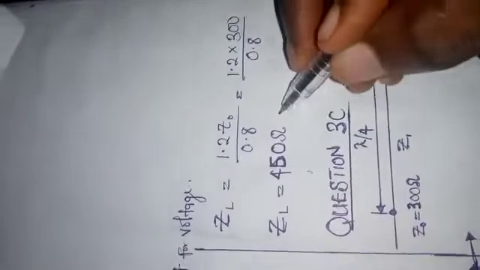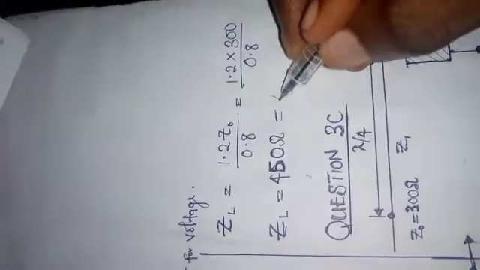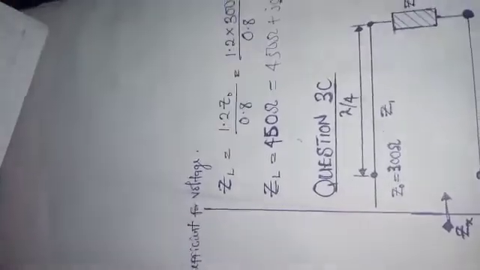You can also put it like this: you can say it is equal to 450 ohms plus j0. Like I said initially, it is a purely resistive load. If it is a purely resistive load, that means everything concerning reactance is off, so it's just purely resistive.